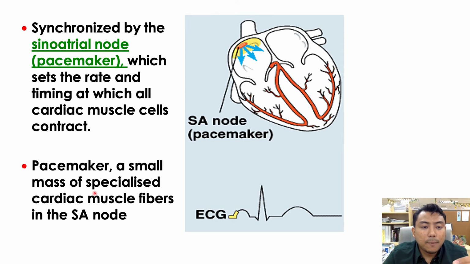Pacemaker is a small mass of a specialized cardiac muscles in the SA node. Maksudnya SA node ni adalah seketul atau segumpal mass, small mass lah, special muscle yang ada dekat situ. So function dia adalah untuk set rentak jantung ni.